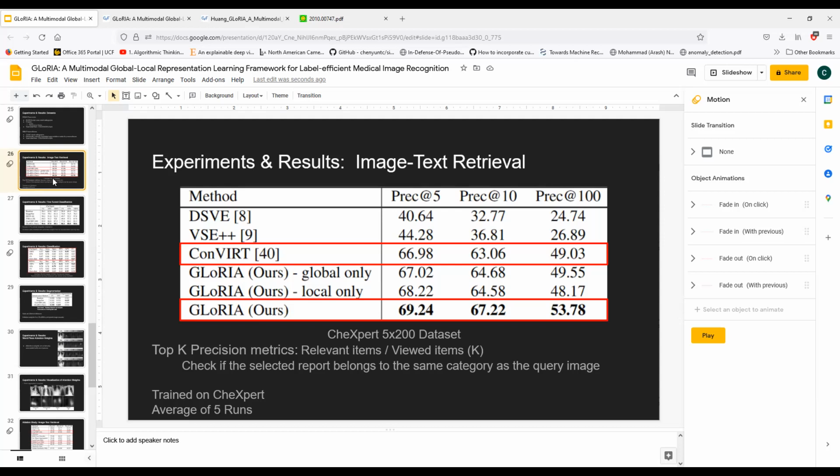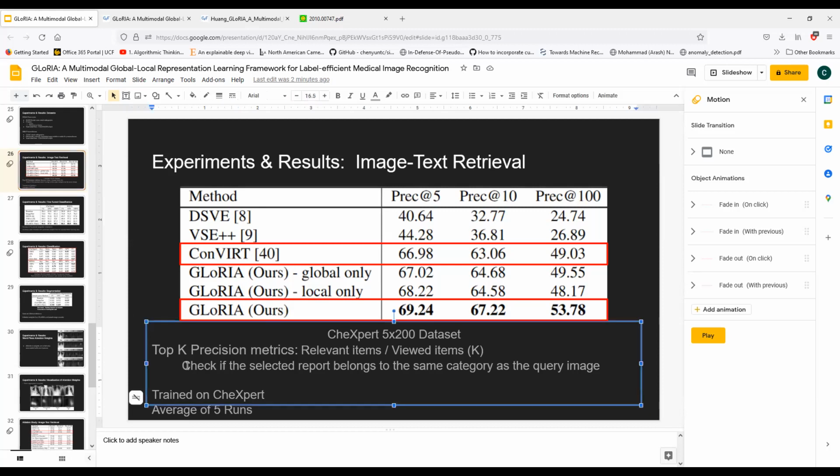Okay. So any other questions? Yeah, I just had quite a simple question, to be honest. So this K metric, your top K precision, do the authors elaborate what this K represents exactly? So this is what the authors said about it. They checked if the selected report belonged to the same category as the query image. So every time this was true, relevant items went up.